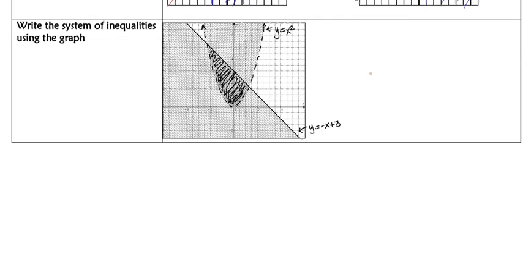All right, here we go. So write the system of inequalities using the graph. And I don't think typically you'll be given this much information. You'd be expected to work your way through, and maybe you'd be given a more detailed graph with a little bit better detail. I think that's why we wrote the equations themselves in there.